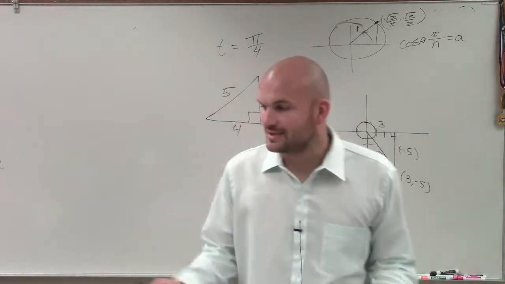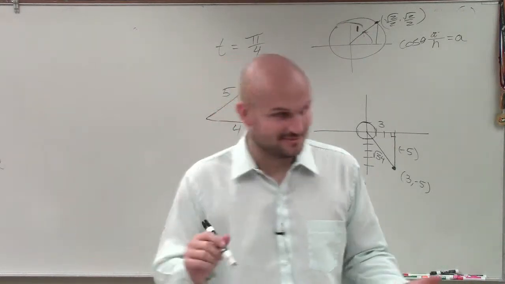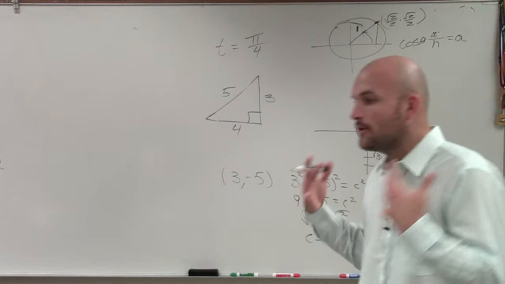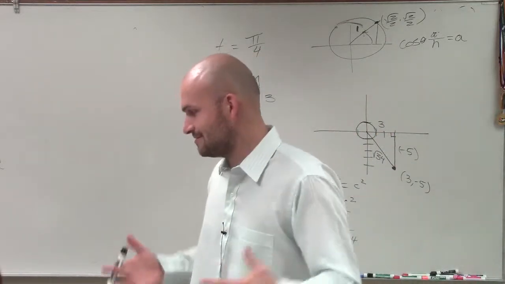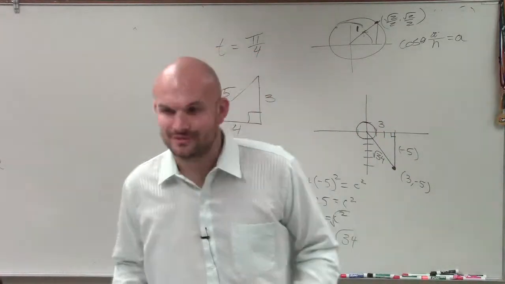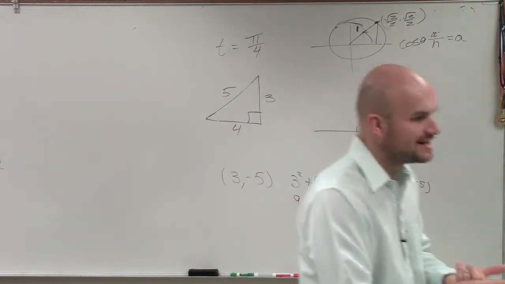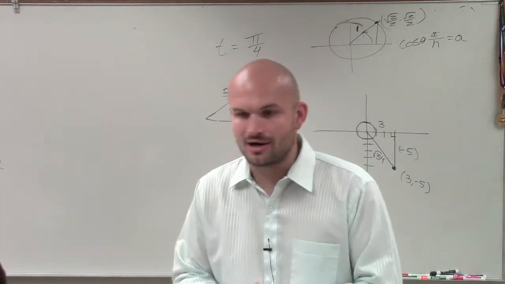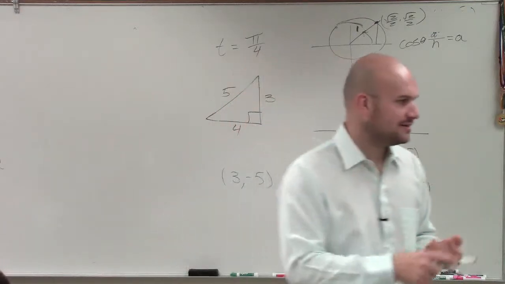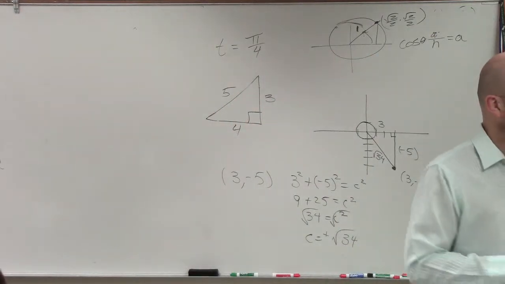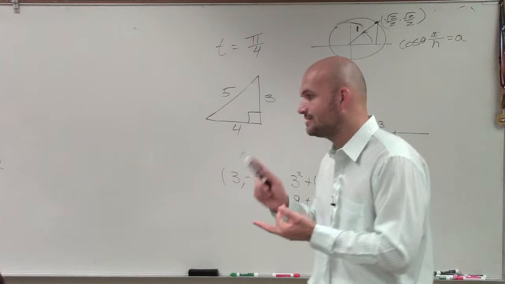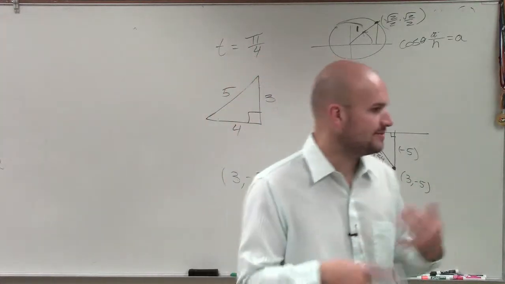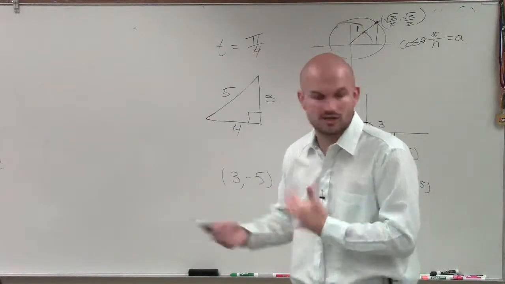Okay. So the main important thing that I want you guys to write down, when you have a point, this is something I've said over and over and over again, when you have a point that lies on the unit circle, we know cosine is x, sine is y, tangent is y over x, right? Cosecant is 1 over y. Secant is 1 over x. Cotangent is x over y, right? We've already talked about all those.